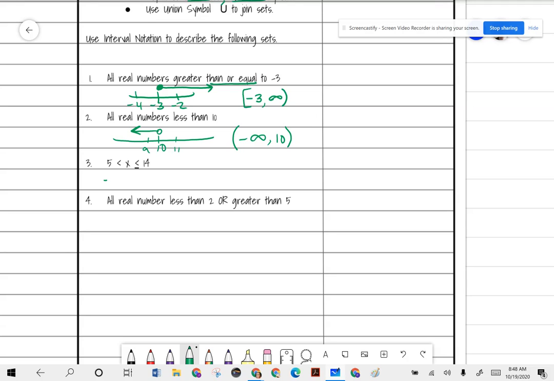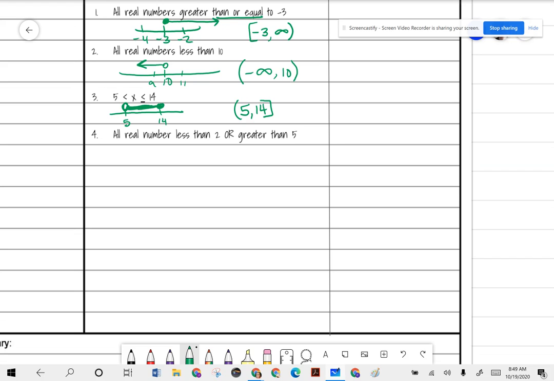Now this number 3 is a little different. This is 5 here and 14 here. I don't need any additional numbers. This inequality is saying that x is bigger than 5, but also less than or equal to 14. So here's your 5, here's your 14, and x is bigger than 5, but less than or equal to 14. So we're talking about those numbers in between that 5 and 14. We have our smallest number, we have our largest number. Notice that 14 is closed and 5 is open.